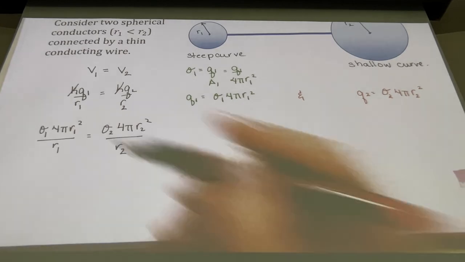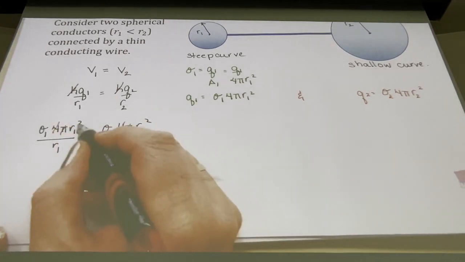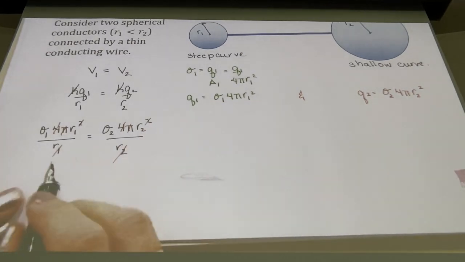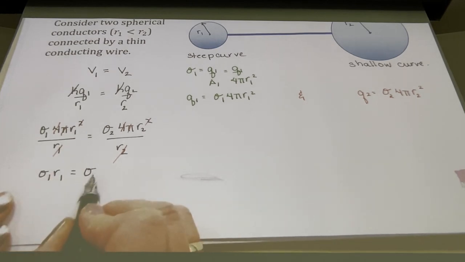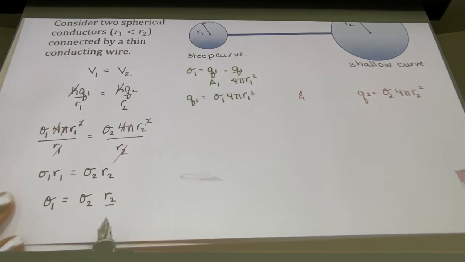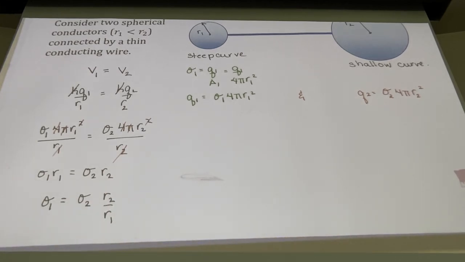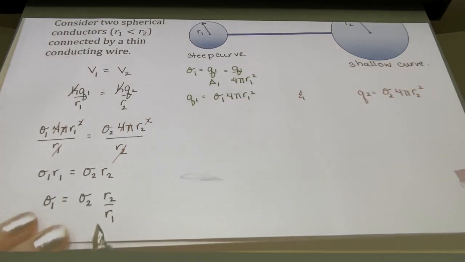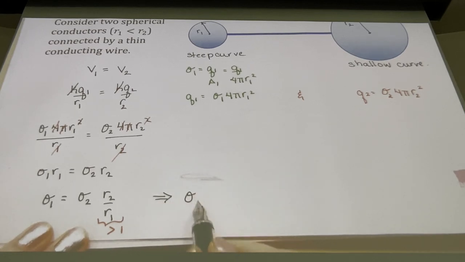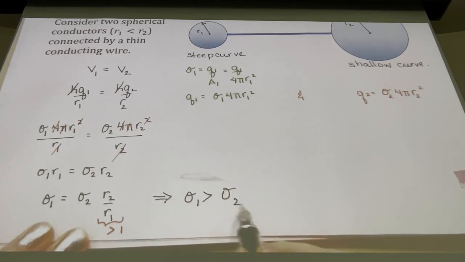We can simplify. We've got 4 pi on both sides, R1 squared on top and R1 on the bottom, likewise on this side. So sigma 1 R1 equals sigma 2 R2. Sigma 1 is equal to sigma 2 times R2 divided by R1. This is an expression that relates the two charge densities. R1 is less than R2, so R2 over R1 is bigger than 1. So our conclusion is that sigma 1 is bigger than sigma 2.